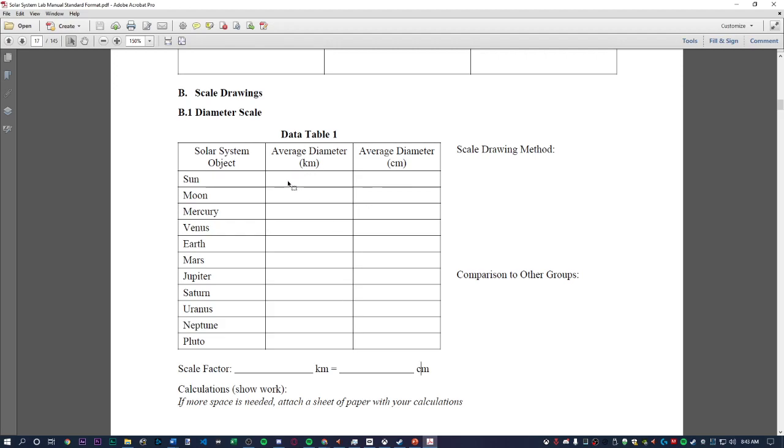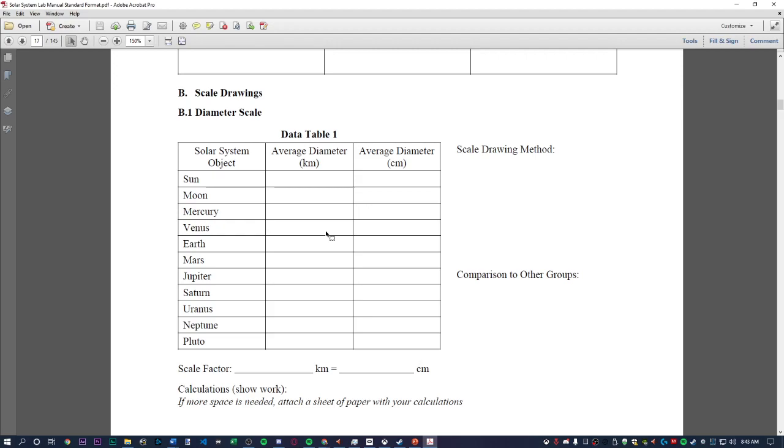So the sun is the biggest thing on there. So that's basically what your base level is going to be. And all of these are going to be incredibly tiny compared to the sun. I think Jupiter, for reference, if I remember correctly, is maybe 4 centimeters or something like that. I could be wrong, but regardless, you're going to have to scale everything down.